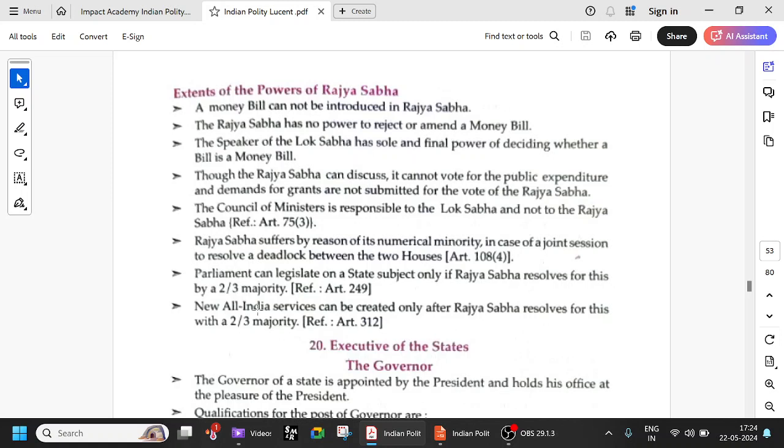Okay, and also any new All India Services like IAS, IPS, if you want to create an Indian Judicial Service or anything, or Indian Economic Service, all these things. Indian Forest Service also was created only because of Rajya Sabha. Okay, so any new All India Services can be created only if Rajya Sabha resolves for this with a two-third majority.